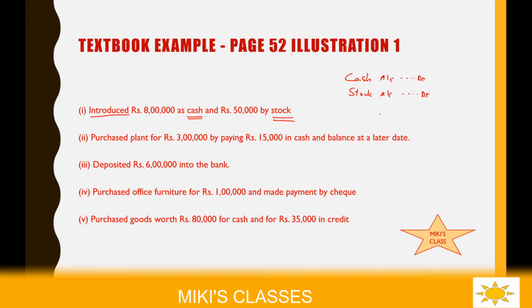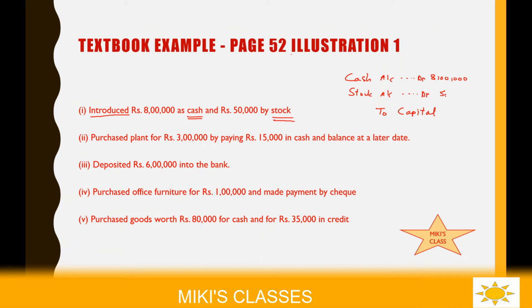Okay? And the business now owes this 8 lakhs in cash and this 50,000 in stock to the owner. So when the owner puts in money, if you remember the accounting rules, you'll remember that capital, when it comes into the business, has to be credited. So this account has to be credited. And as you know, when an account is credited, we do not have to write CR. We just write "To capital". Okay, and the amounts you know. This will be 8 lakhs.